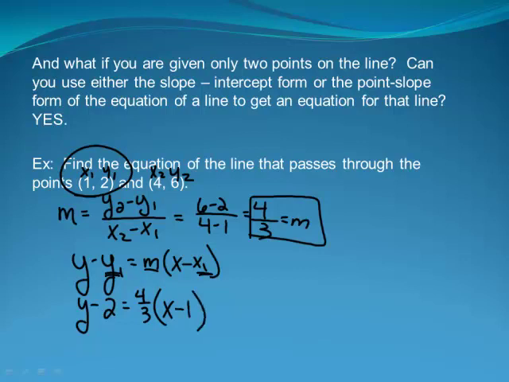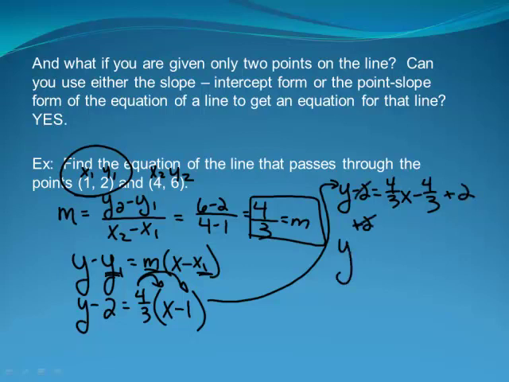Now that is our equation, but I'm going to clean that up. So I'm going to distribute my 4/3, and I'm going to bring it up over here. I've got y minus 2 is equal to, if I distribute my 4/3, 4/3 times x is 4/3 x. And 4/3 times minus 1 is minus 4/3. Now I want to isolate my y, so I'm going to add 2 to both sides.